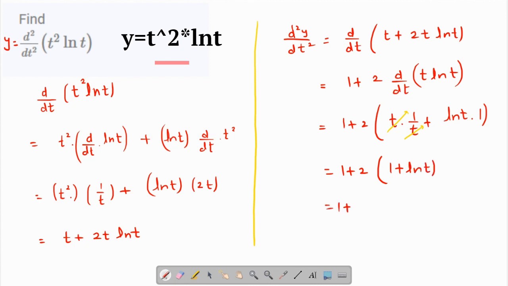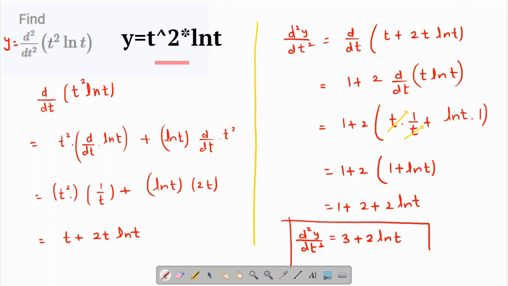And if you open up the parentheses, we have 1 plus 2 natural log of t. And 1 plus 2 is nothing but 3. So the final answer is 3 plus 2 natural log of t. This is the required value of the second derivative of this particular function.